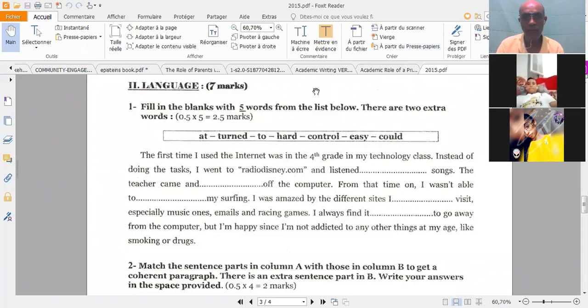So let's start with the language exercises. The first one: fill in the blanks with 5 words from the list. There are 2 extra words. Each one is half a mark, okay? So be careful, try to get all of them right. Read the paragraph first, read it well, then insert the right word in the right place. You have 7 minutes, okay?